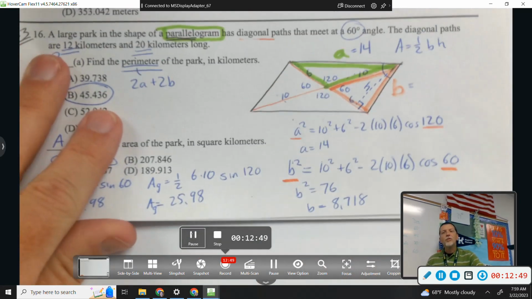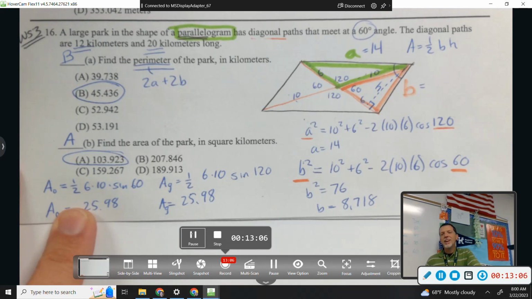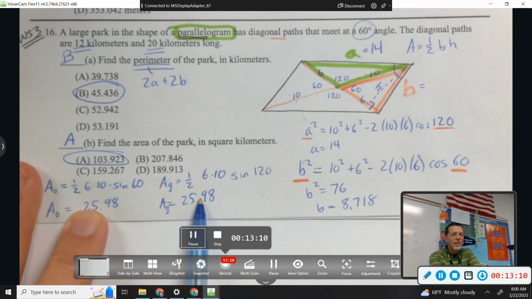If you believe me that they'll always be the same, then you can only find the area of one of them and multiply by 4. If you think I'm crazy and you want to find both of the areas and add them up that way, that works too. But no, it's not a fluke that this one were the same. It will always be that they're the same.